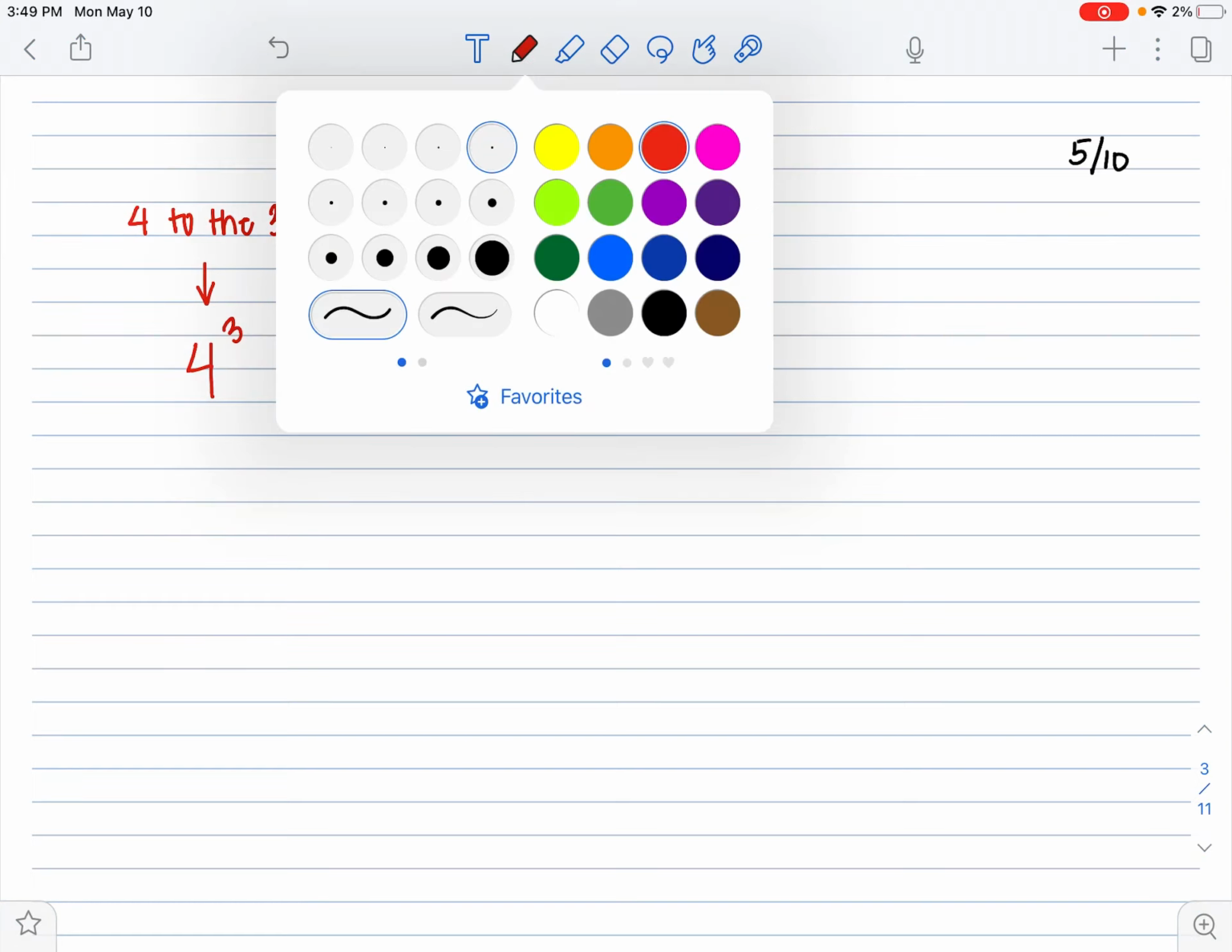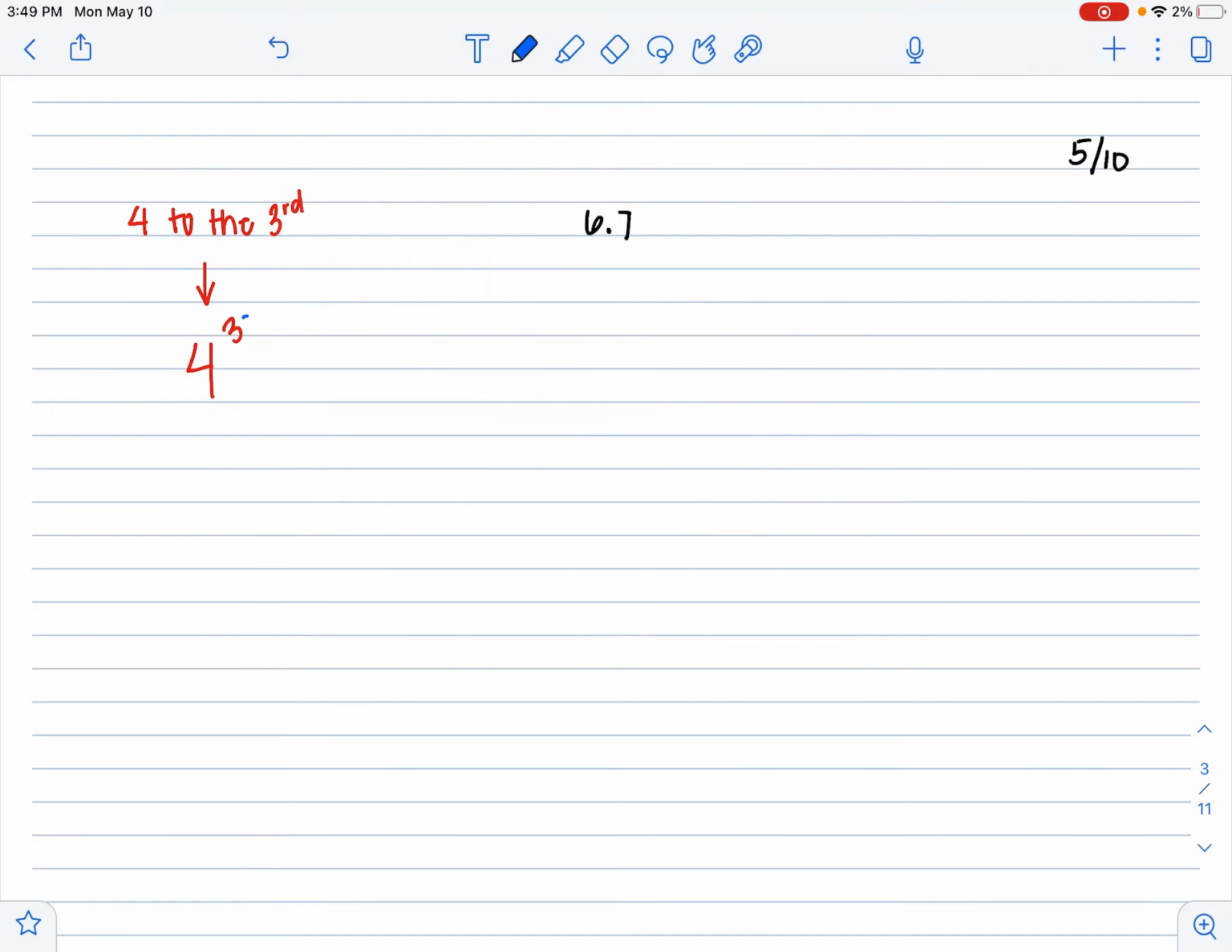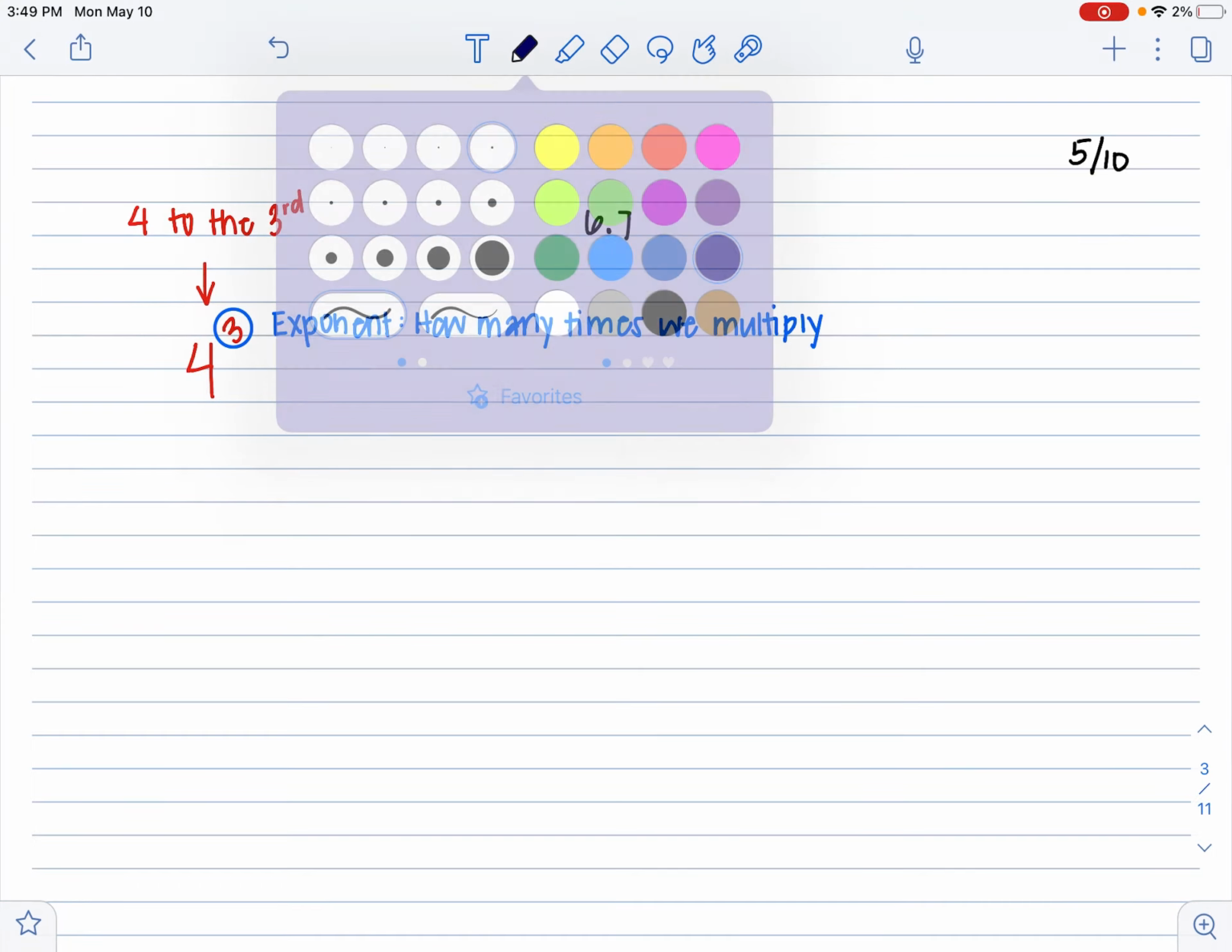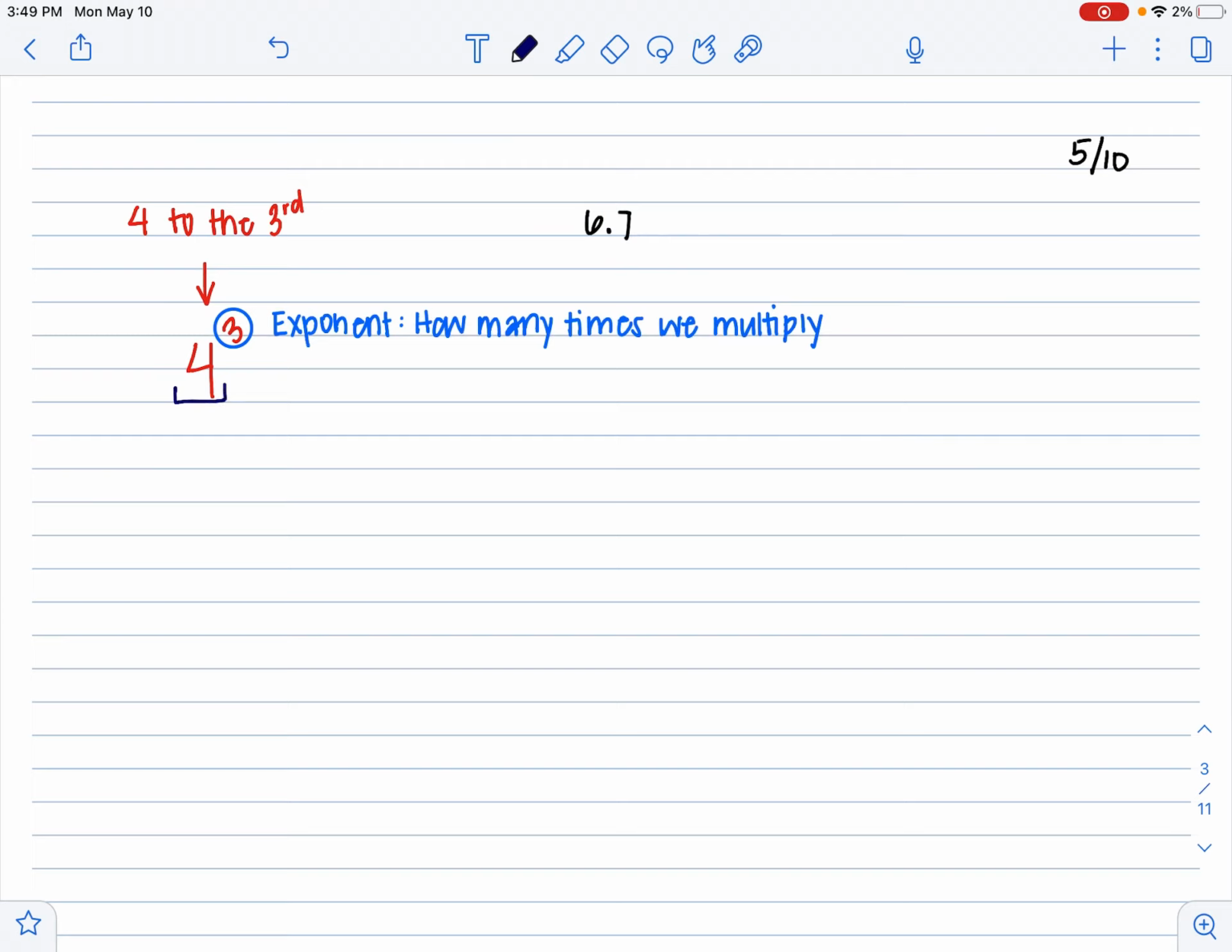4 to the third has two components. The first component of this expression is the exponent. The exponent tells us how many times we are multiplying. The other component of this expression is called the base. The base tells us what we multiply. In this case, the base is 4.